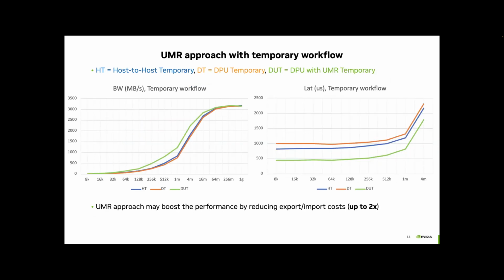Okay, and that's the interesting part. So on this slide, we can finally see the benefits of UMR optimization. It shines with temporary workflow. On these diagrams, there are again three graphs: host to host with temporary workflow, then GPU offloading with temporary workflow, and GPU offloading with UMR optimization with temporary workflow.